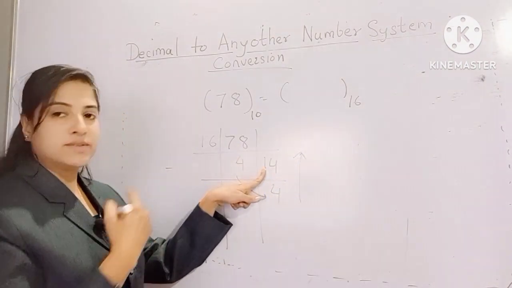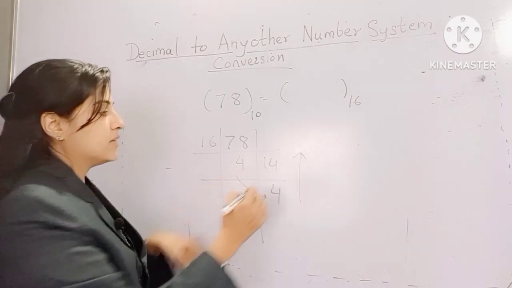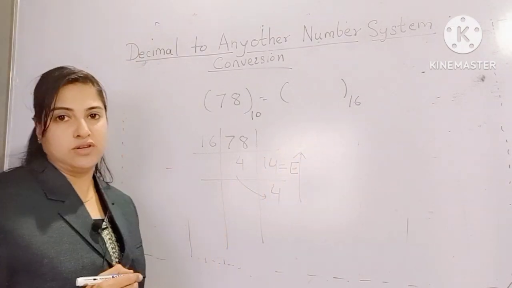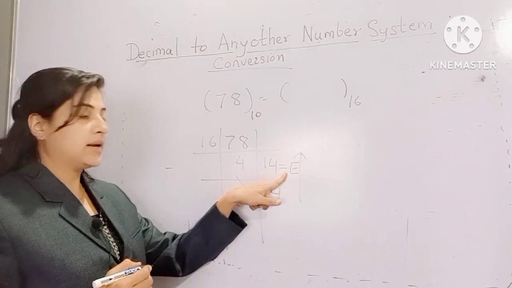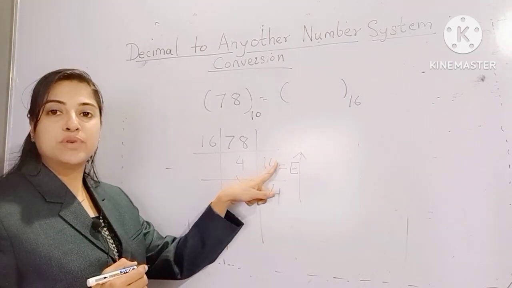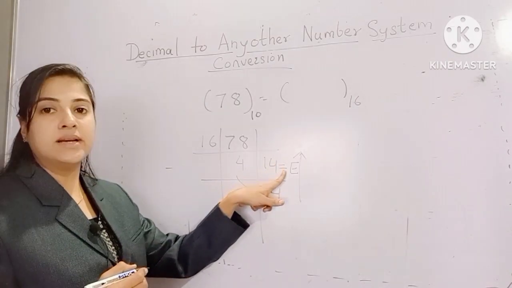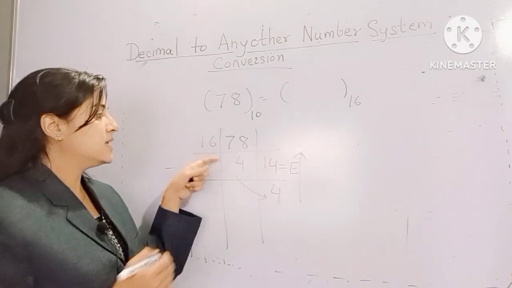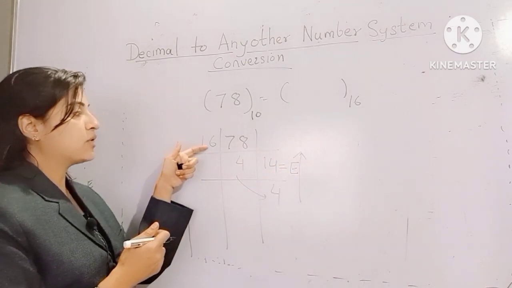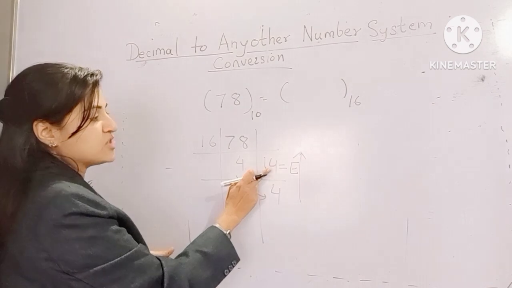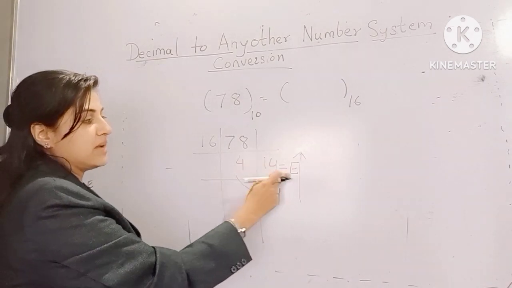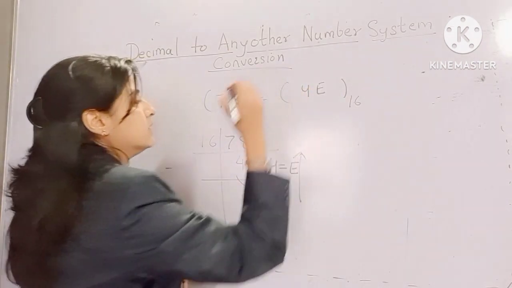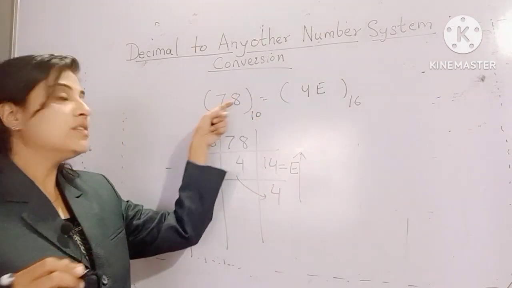But in this case one more step is there, because 14 is represented in hexadecimal by the letter E. If the remainder is 10, I don't write 10, I write A. For 11 I write B, and so on, and for 15 I write F. I cannot get 16 here, because if the remainder were 16, it would have been divided by 16 again. So the maximum number I can get here is 15, for which I write F. So 4E will be the hexadecimal equivalent for this decimal number.